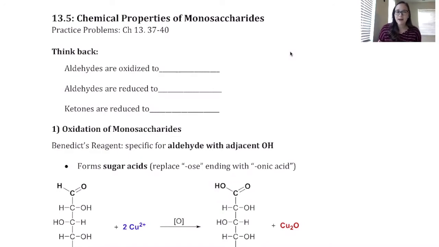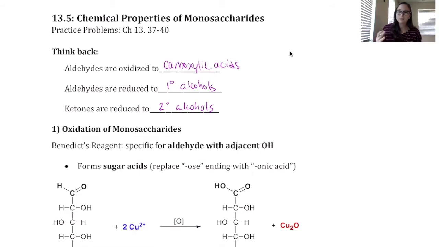Thinking back, aldehydes are oxidized into carboxylic acids. So we know that reaction just oxidizes an aldehyde and it goes to a carboxylic acid. We can also reduce aldehydes. They're reduced to primary alcohols. And then additionally, ketones are also reduced into secondary alcohols.